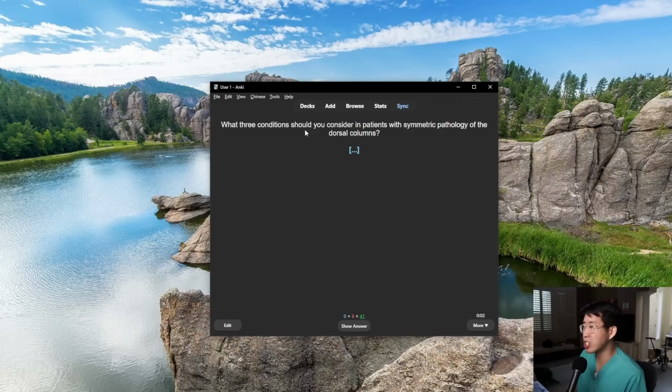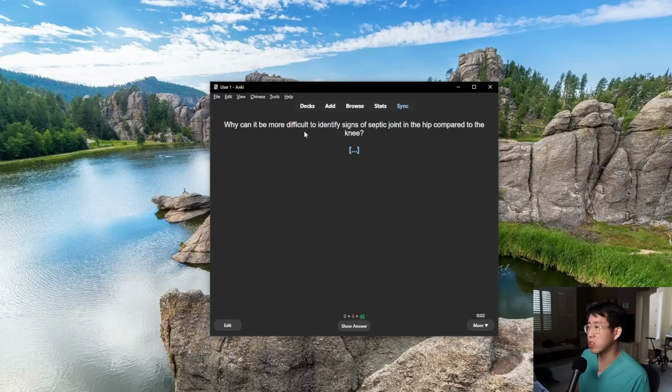What 3 conditions should you consider in patients with symmetric pathology of their dorsal column? So patient is coming in with kind of this unstable gait or difficulty walking, and you find diffuse edema in their spinal cord in the dorsal columns. So the three things to consider are syphilis, vitamin B12 deficiency, otherwise known as subacute combined degeneration, or copper deficiency. So good to have just like a quick differential for that.